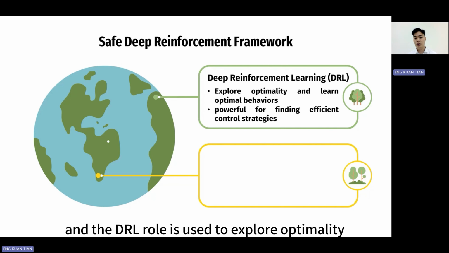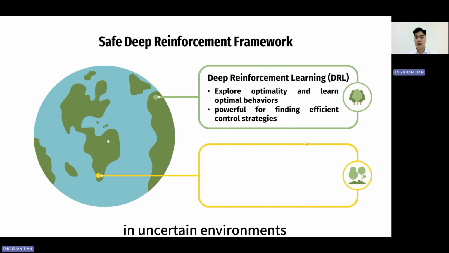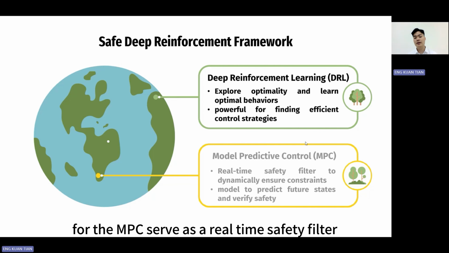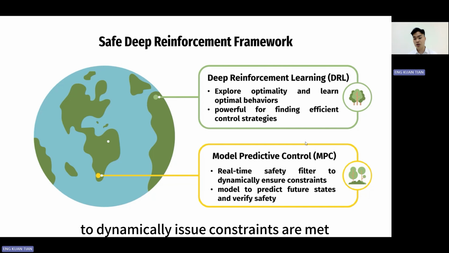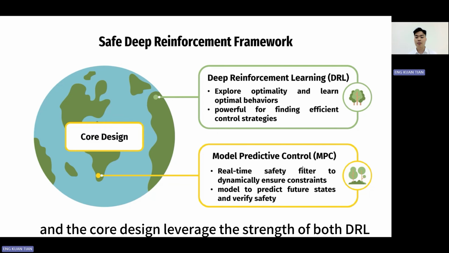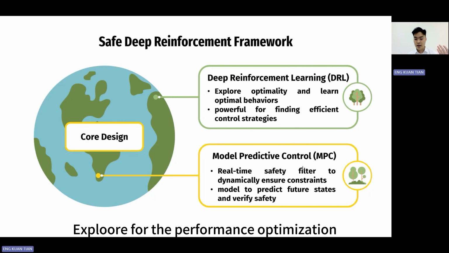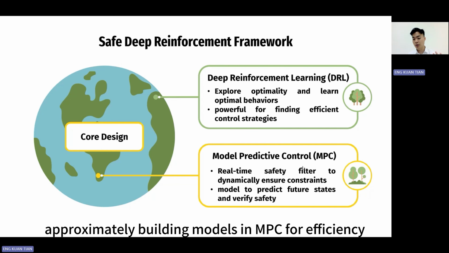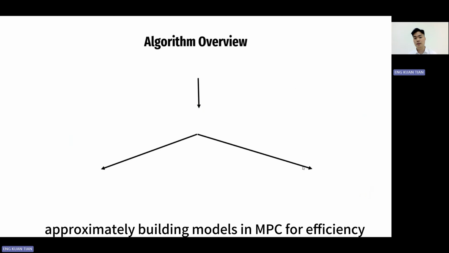The DRL is used to explore and learn optimal behavior in uncertain environments. It's powerful for finding efficient control strategies. While the MPC serves as a real-time safety filter to dynamically ensure constraints are met. It uses a model to predict future states and verify safety. The core design leverages the strengths of both: DRL for performance optimization, while the MPC provides a safety net. This framework can use off-the-shelf DRL tools and even approximate building models in the MPC for efficiency.